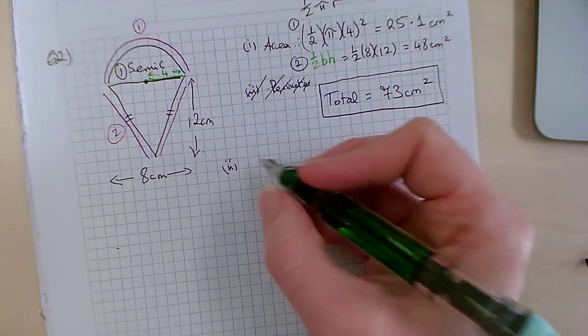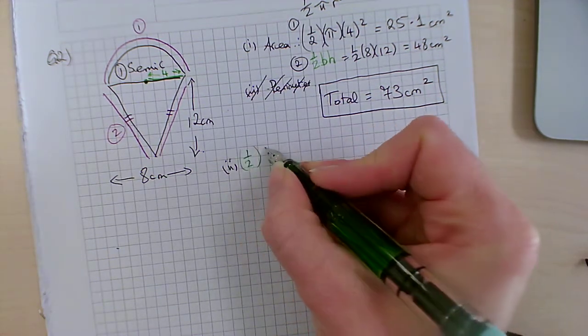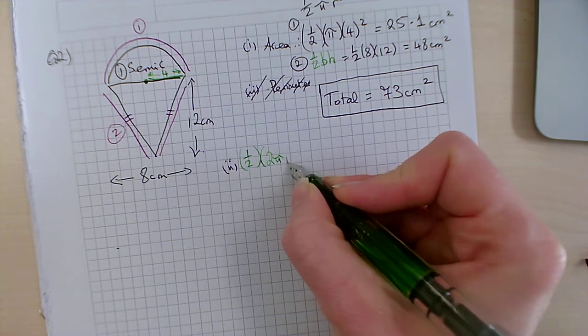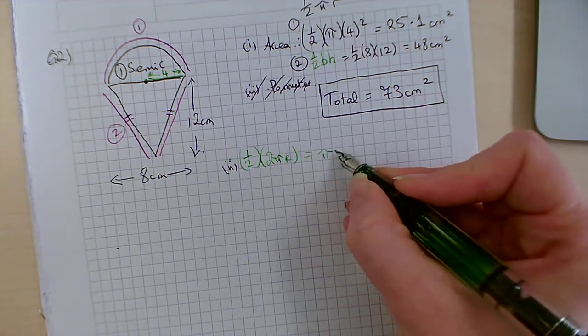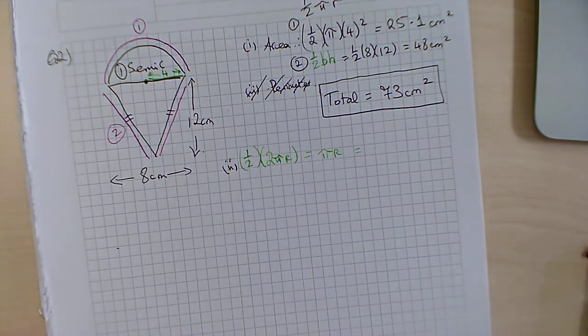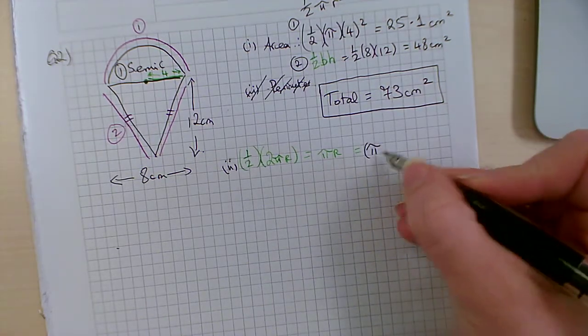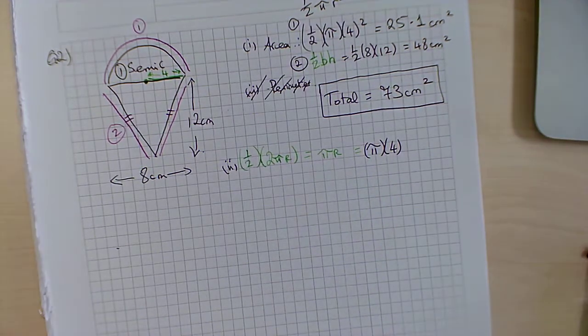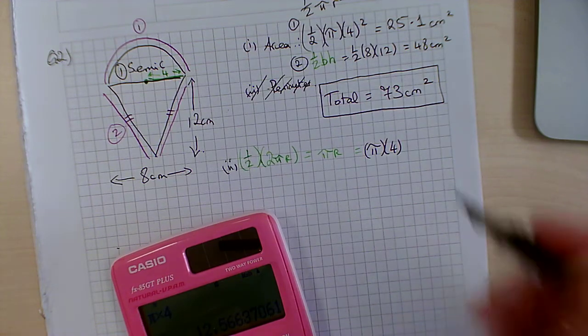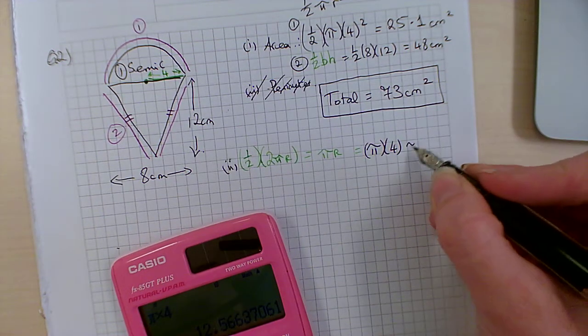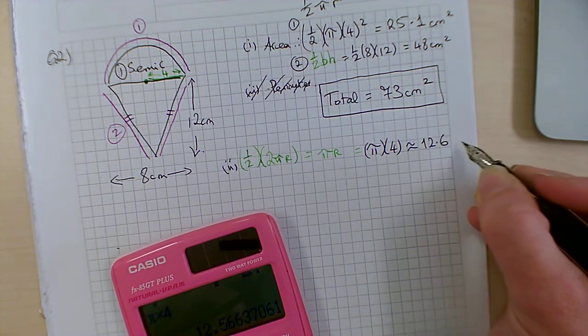The arc is just half, it's a half circle of 2 pi r. So that's going to be pi r, or when I fill in, pi multiplied by 4. So pi multiplied by 4, and we'll go to one decimal place. We get 12.6 centimetres.